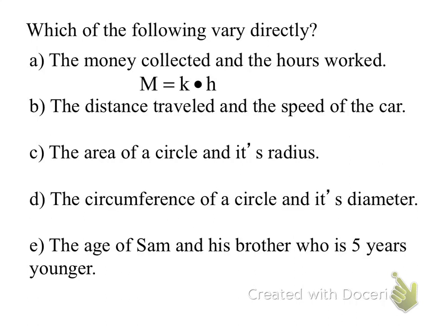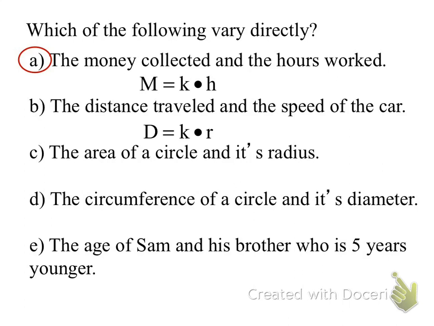So they're saying distance traveled and speed of a car. How would you set this up? D equals KS. Okay, we could say R for rate. Now, knowing our distance formula, what do you think the constant stands for in this situation? Sean? Time. Time is the constant in this situation.